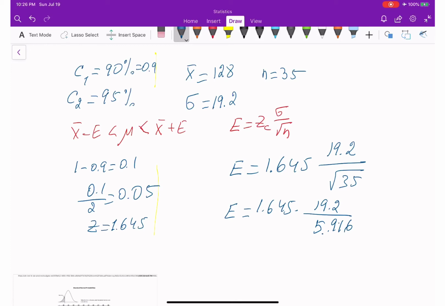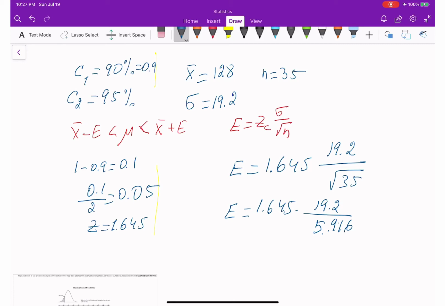So let's find the margin of error. That is going to be equal to 1.645 times 19.2 divided by 5.916. And we get 5.3387 and so on.